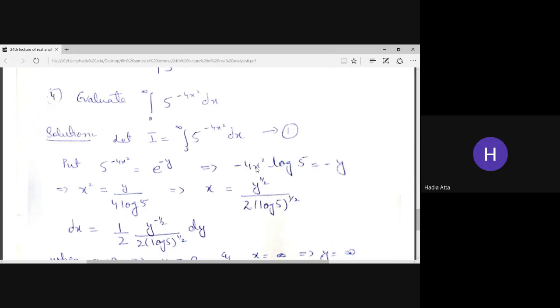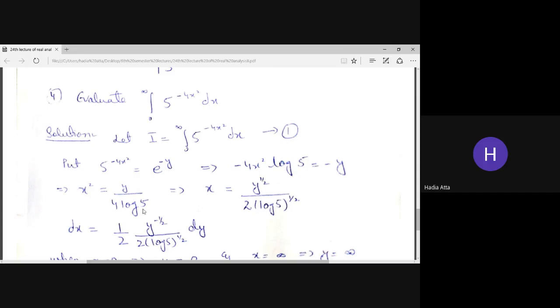Now for x squared, shift all the values except x squared to the right. So we have x squared is equal to y divided by 4 log of 5. If you want to get rid of that square over here, we have to take the square root on both sides. Then you will get x, and that will be equal to y raised to the power 1 by 2 divided by 2 log of 5 raised to the power 1 by 2.